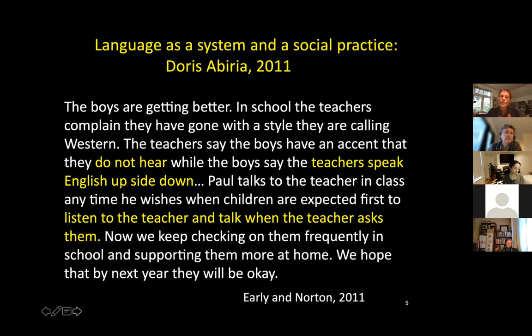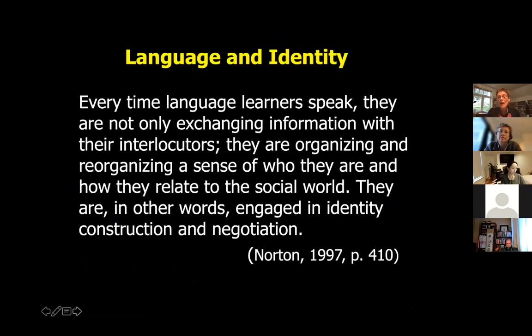And we see that this also has to do with the way they are positioned in their classes and also their hopes for the future. Because Doris says, we keep checking on them frequently in school and supporting them at home. We hope that by next year, they will be okay. So a very interesting window on language as a system, but also a social practice in which issues of identity, imagined identities, human possibility, are negotiated. And that's why I argued, even in my earlier work, every time language learners speak, they are not only exchanging information with their interlocutors, they are organizing and reorganizing a sense of who they are and how they relate to the social world. They are, in other words, engaged in identity construction and negotiation.